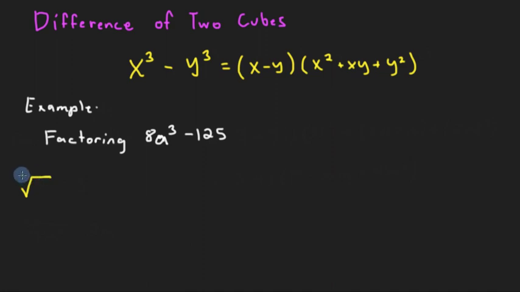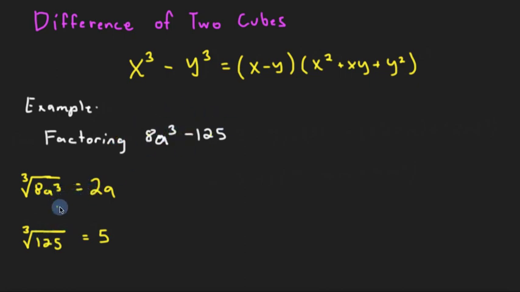So let's try to get the cube root of 8a cubed. Right? So that's just simply 2a, right? Because 2a times 2a times 2a is equal to 8a cubed. On the other hand, the cube root of 125 is equal to 5 because 5 times 5 times 5 is 125. So you see, this is a pattern.